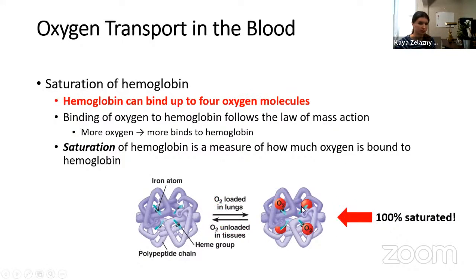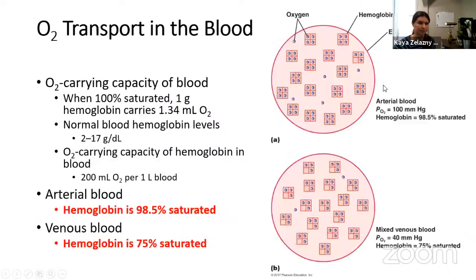So this image with four oxygen molecules on it is 100% saturated, but we're going to see that that's not always going to be the case for all of our hemoglobin in the blood. Okay, so now we're looking at some steps of O2 transport in the blood, and I just want to key us into some pieces on this image.